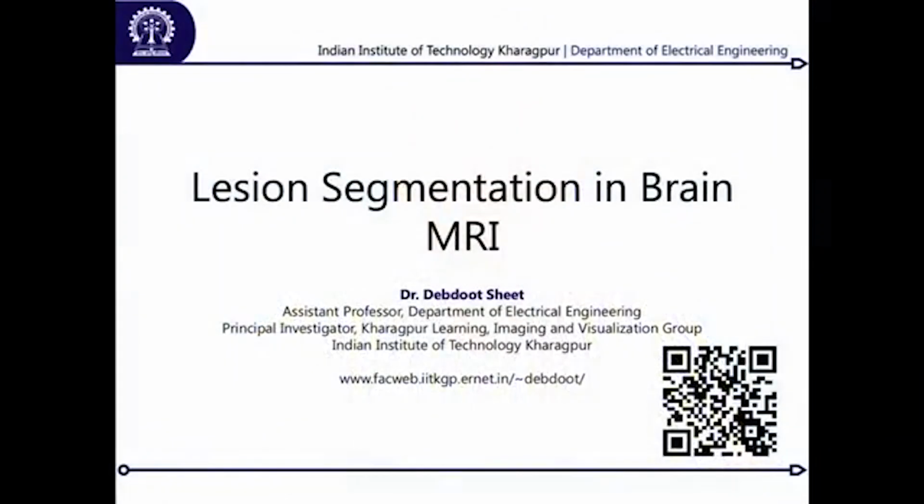So, welcome to today's lecture, which is on another application area, and we are going to discuss brain MR imaging and its application for medical image analysis. I am going to speak specifically on lesion segmentation within brain MRI, and the kind of lesion we are looking at is from a particular disease called multiple sclerosis.